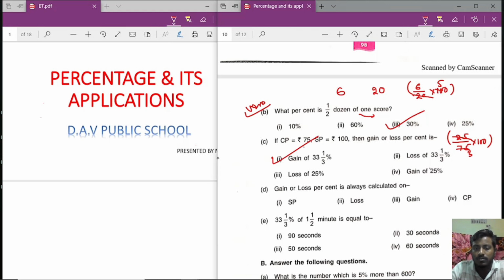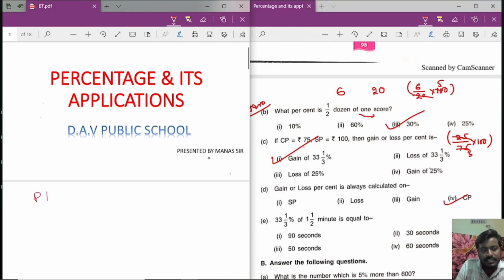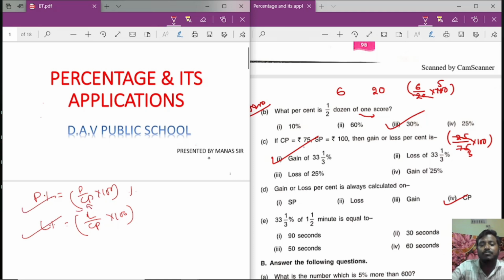Okay, now gain or loss percent is always calculated on CP, because we know that the formula for the profit percent is equal to profit by CP into 100, yes or no? And also we know that the loss percentage formula is loss divided by CP into 100. That's why loss percent or profit percent is always calculated on CP.